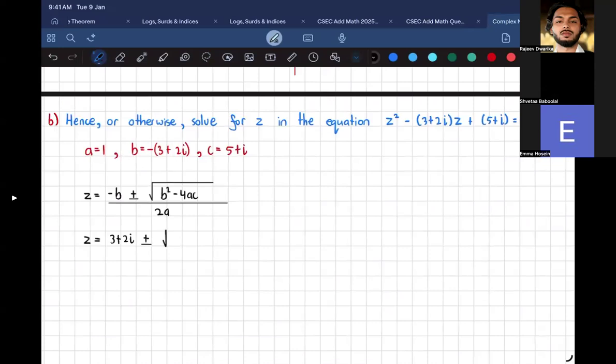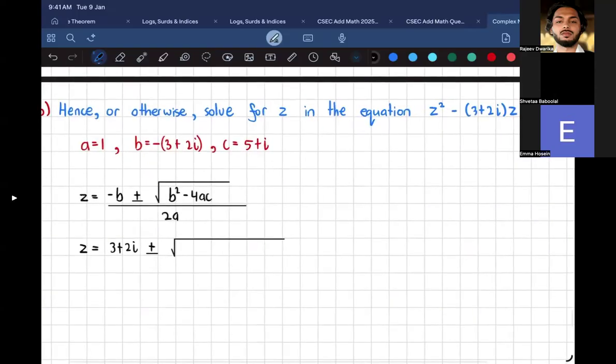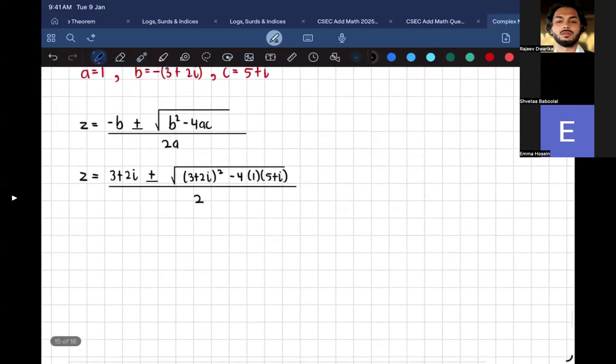So it would all turn to positive: 3 plus 2i, plus or minus. B squared, we already know how that's going to be. That's going to be 3 plus 2i squared, because the negative disappears when you square it. Then 4a, a is 1, c is 5 plus i, all over 2 by 1, which is just 2. So z is equal to 3 plus 2i.